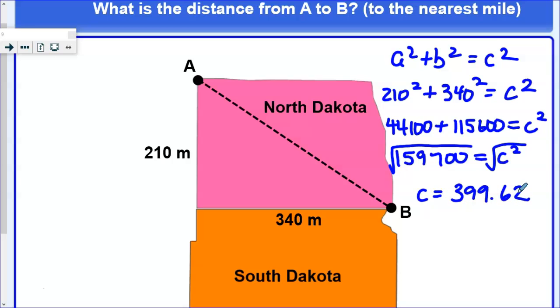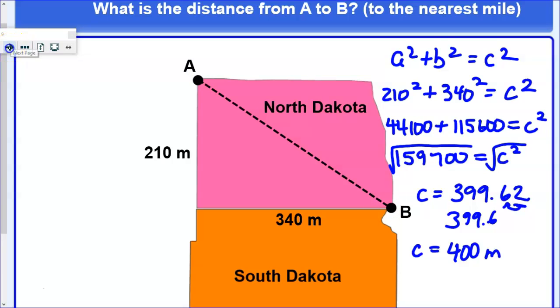If it doesn't tell you otherwise, round to the nearest decimal. Okay, if that were the case, that's not what it's asking, but I just want to show you something here. This one would be 399.6 because the 2 determines this number, right? And because it's under 5, it stays the same. This, however, says to the nearest mile. So this 6 is going to determine our next number over here. So 399.6 is actually going to round up to 400 miles. All right, so we used our formula. We know that from one corner of North Dakota to the other corner is 400 miles.